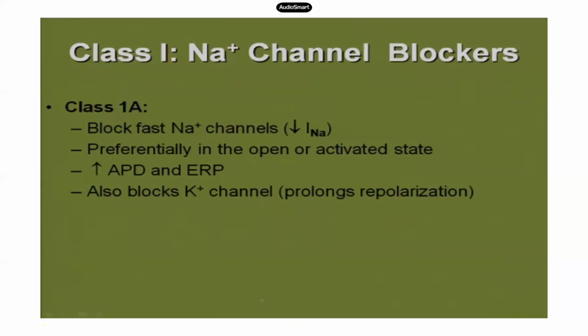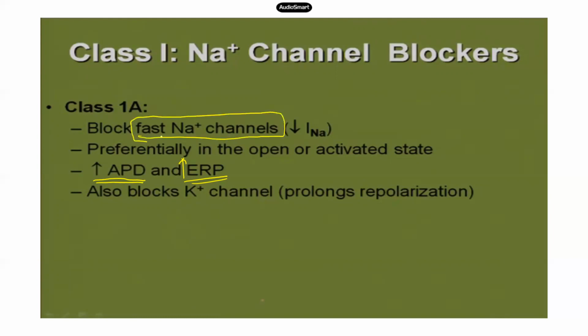So the class 1 sodium channel blockers, as we have already mentioned in our previous lectures, all the drugs which are anti-arrhythmics would like to do one thing, and that is to increase the action potential duration and increase the effective refractory period, so that there is less conductance and less arrhythmia. Now the first bullet point that we have is it blocks the fast sodium channels.